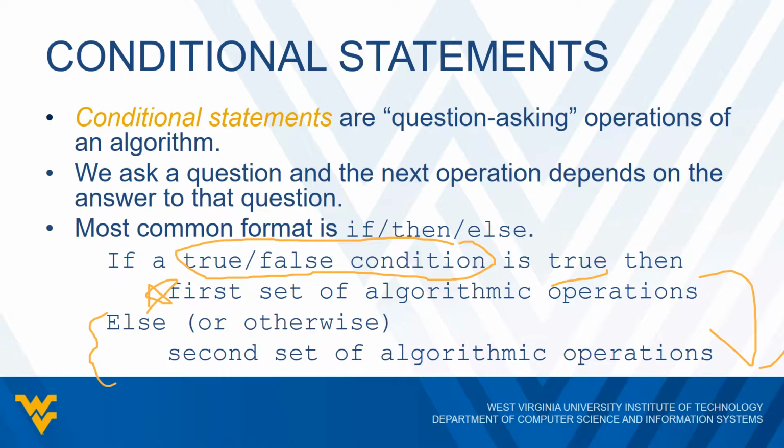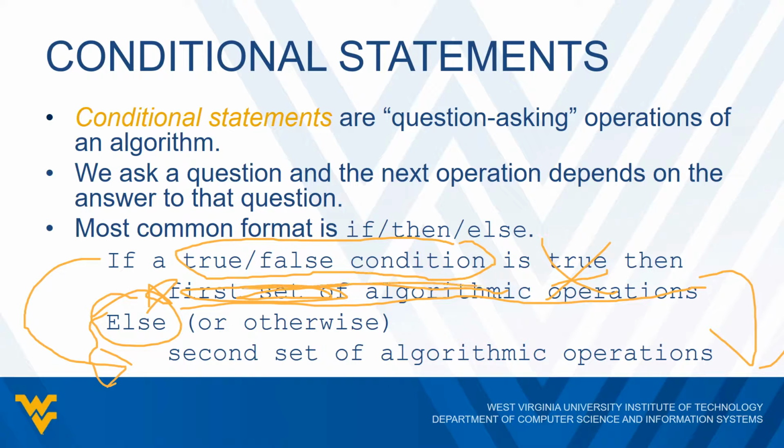Now, if this condition up here is false, then we skip all this here, and we actually start here. That's what the else part does for us. It says that if our true-false condition is false, we skip this first set of operations, as if we don't even recognize those lines. We do the second set of operations, and then we continue on with the rest of the algorithm.